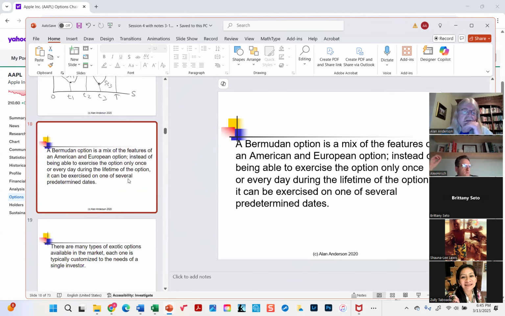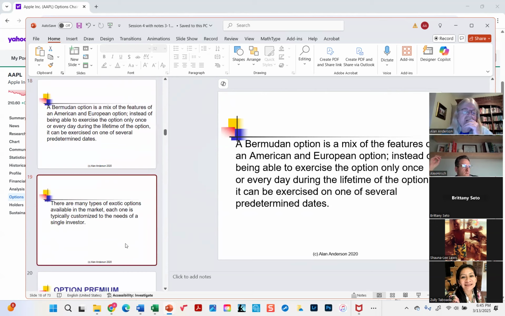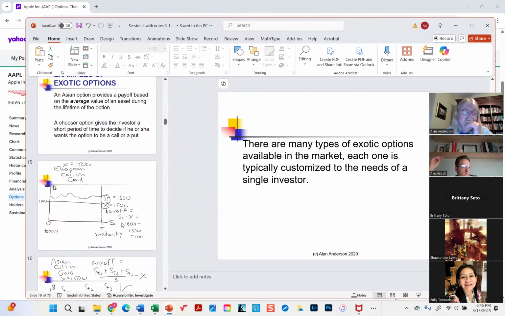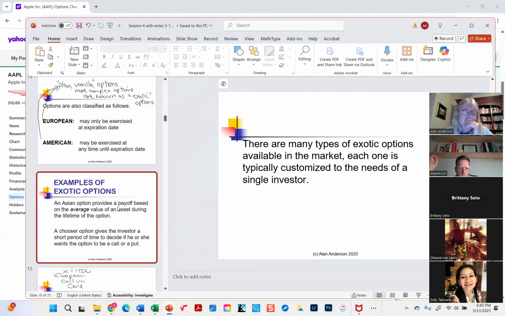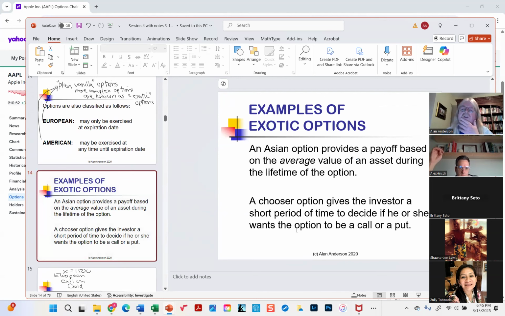So the others that I mentioned briefly are the chooser option. I just thought that would sound like a lot of fun. I think they might have decided they should have called it a chameleon option, because you get to decide. It can change. So at some point you say, all right, I want this to be a call. I want this to be a put. So in my opinion, you probably are not hedging anything in particular.